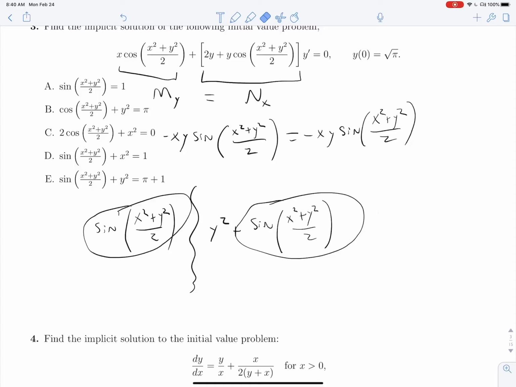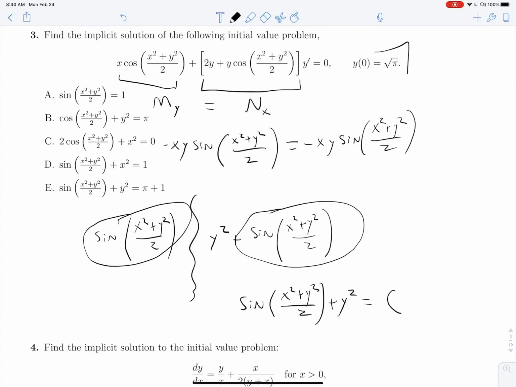Okay, so all that's to say that our function overall is, let's see, letters are hard. Well, it's actually, sorry, I need to calm down. This is not in explicit form. So our overall function is going to be sine of (x squared plus y squared) over 2 plus y squared is equal to our constant c.